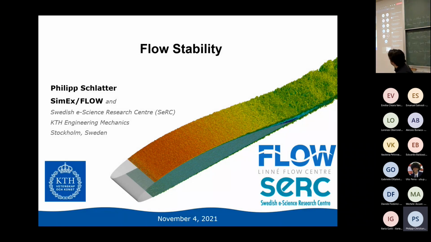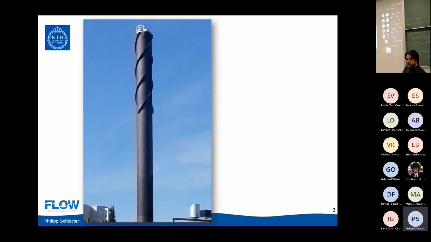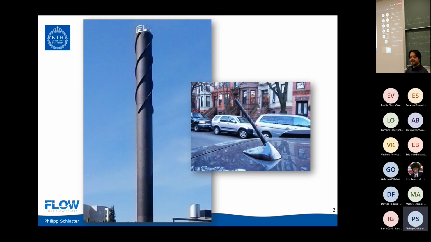Okay, so I would like to start with a few slides on stability and motivating why stability is actually an interesting topic. So let's start with this picture. Have you seen something like that before? I mean, it's a chimney. I guess you have seen a chimney. But have you seen this kind of spiral things on chimneys? No? Yeah? Have you seen this? An antenna with a spiral?